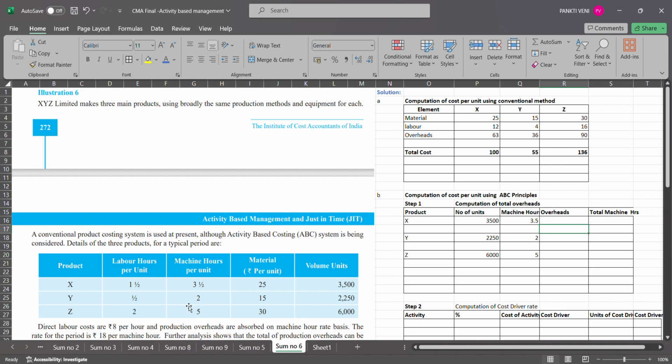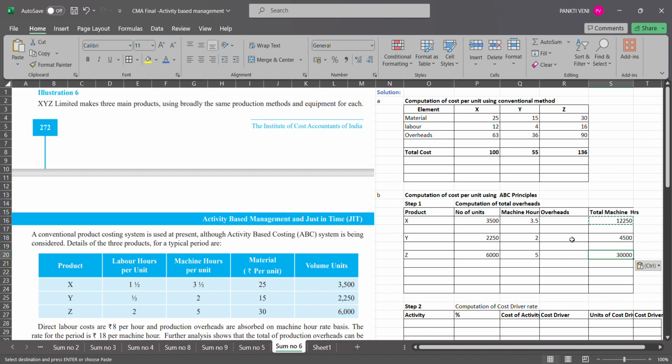Then what else do I have? They have given me the number of machine hours and the number of units. The machine hour given is for one unit. So let me find out for 3,500 units. 3,500 into 3.5, and I'll get my total number of hours.